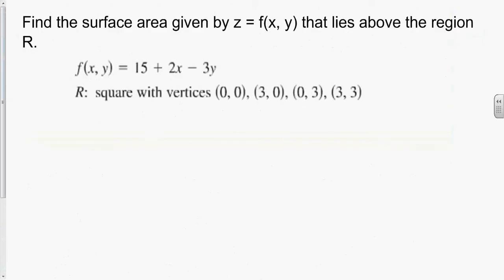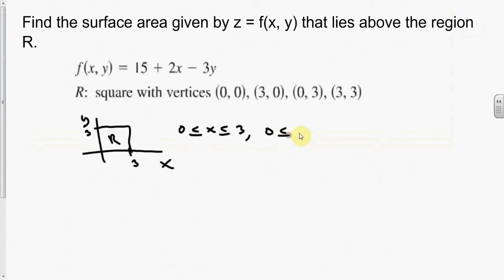Find the surface area given by z equal to f of x, y that lies above the region R. This region is a plane over this square with vertices given. This is in the xy plane, so something's happening above it. It's this function f. For R, x goes from 0 to 3, and y goes from 0 to 3.